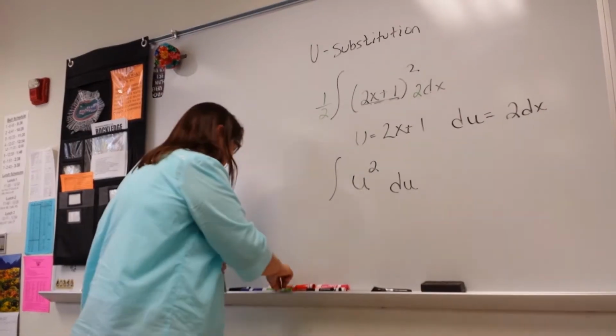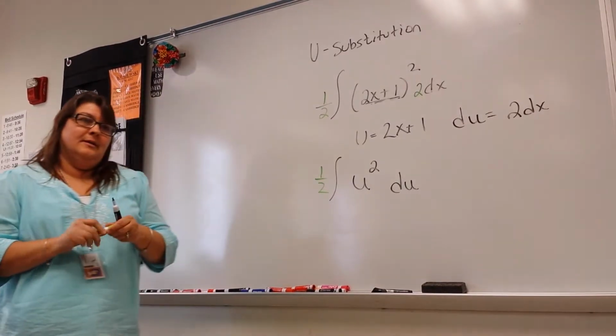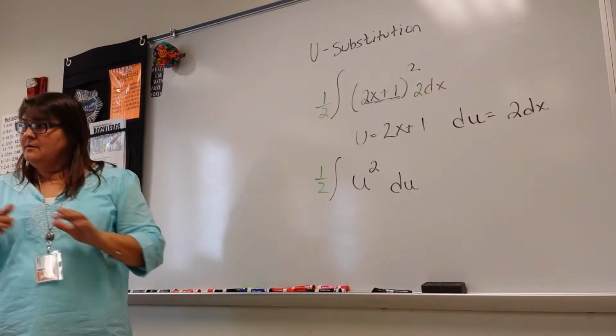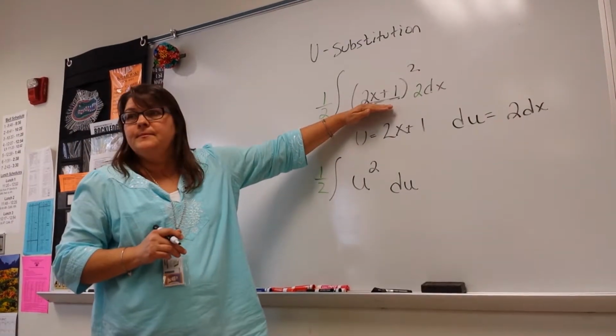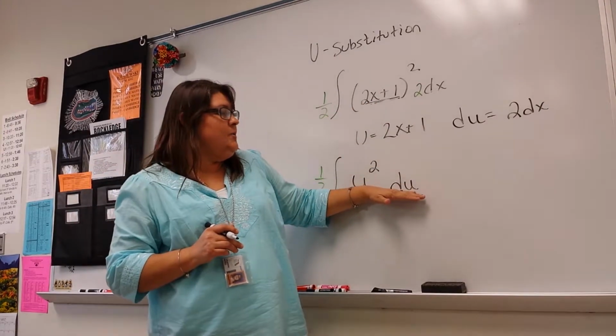So now I'm going to just bring that 1/2 down. And let's talk about why I did all that, and let's see if it correlates to the original. Okay, so do you guys see where the u squared came from? So far it makes sense, right? Do you see where the du comes from?